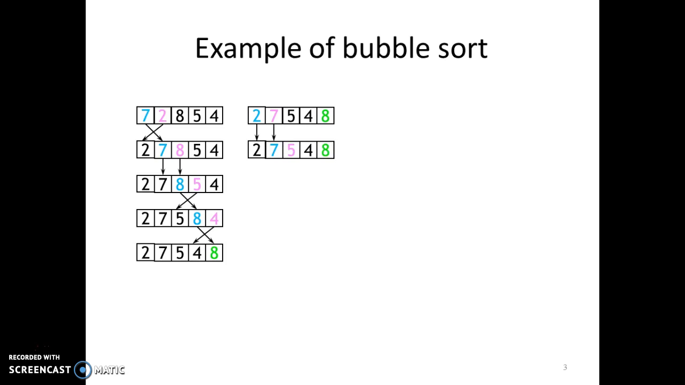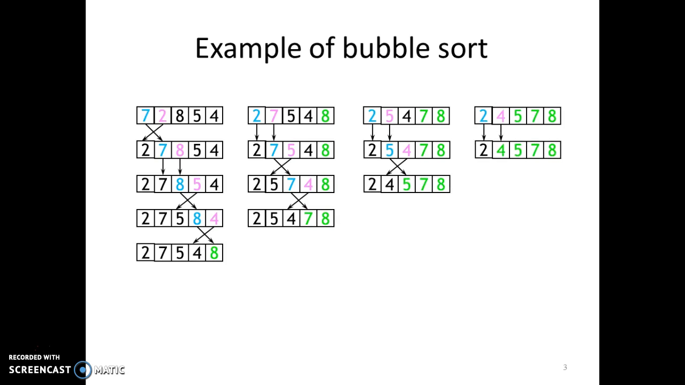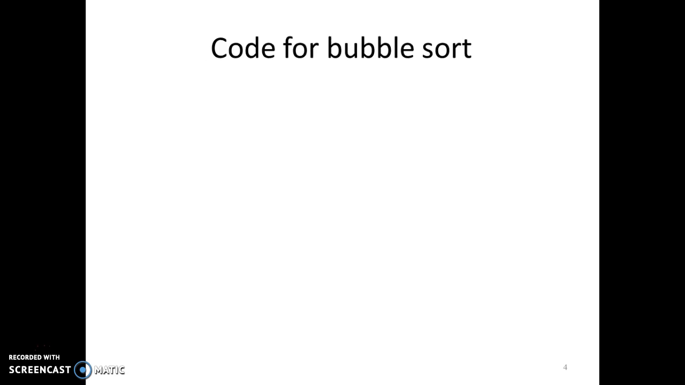Next iteration, we compare 2 with 7, and since 2 and 7 are already in order, we don't do anything. Next we compare 5 with 7. Since 5 is lesser than 7, we move 5 to the left and 7 to the right, and similarly we go on. So as can be seen, in 4 iterations, we have at the end a sorted array, and this sort of mechanism for sorting is called a bubble sort.